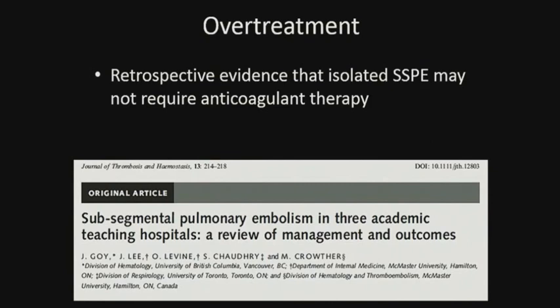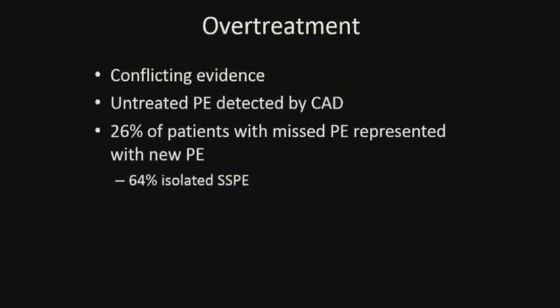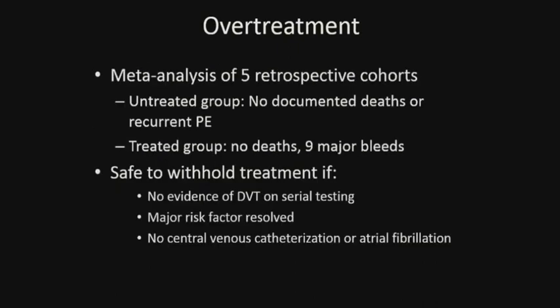Interestingly, an alternative diagnosis to explain the patient's symptoms was identified in 67% of patients with subsegmental pulmonary embolism. There is, however, conflicting evidence in the literature. A small study by Kligerman and colleagues describes 53 patients who, when their CT pulmonary angiograms were analysed by a CAD system, had PEs detected that were missed by radiologists. Of those patients, 14 represented with a new pulmonary embolism, and 9 of those 14 patients had isolated subsegmental PEs.